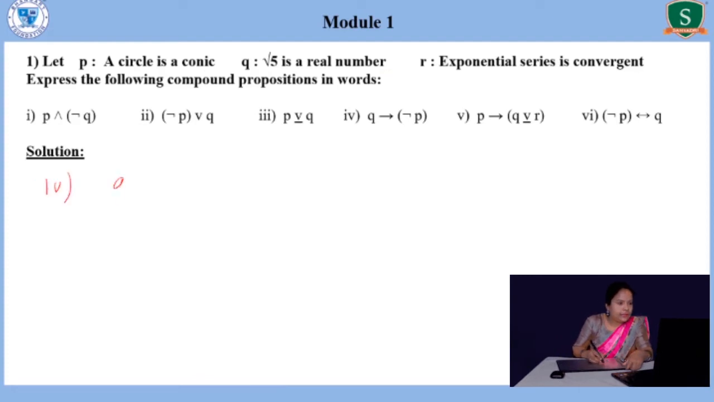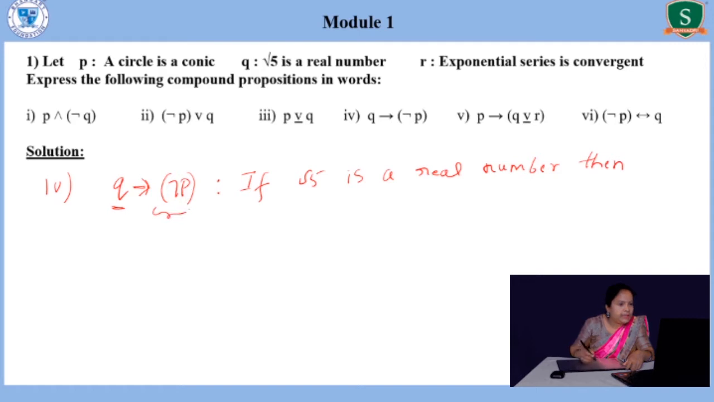Next, fourth one, Q conditional negation P. So here we have used the connection conditional. In conditional, we need to use the word if and then. If P, then Q. Now here, first we need to use the word if. Here, first one we have Q. What is Q indicate? Root 5 is a real number. Then after writing Q, we need to write the word then. Then after that, we have negation P. What is negation P? P indicates a circle is a conic. Negation P, we can write it as a circle is not a conic.